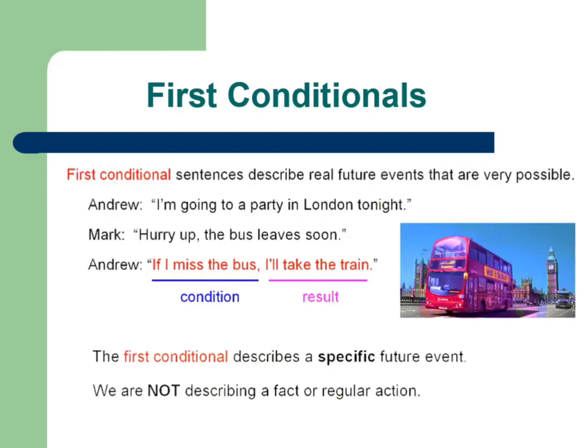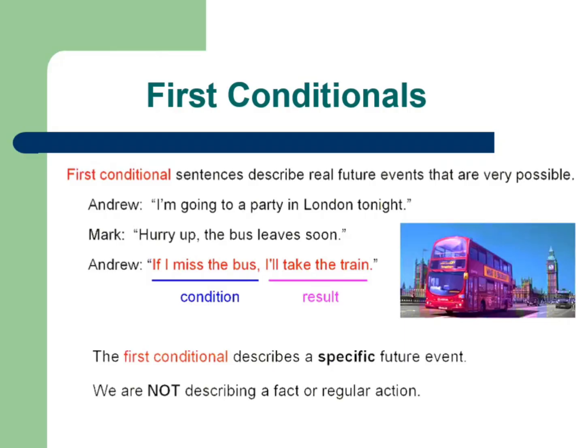Okay, here is a conditional clause: If I miss the bus, I'll take the train. So here we have a conditional, but we are not 100% certain that we will miss the bus. If this action happens, and it might be 50-50, maybe it happens, maybe not, then there is another option: I'll take the train.